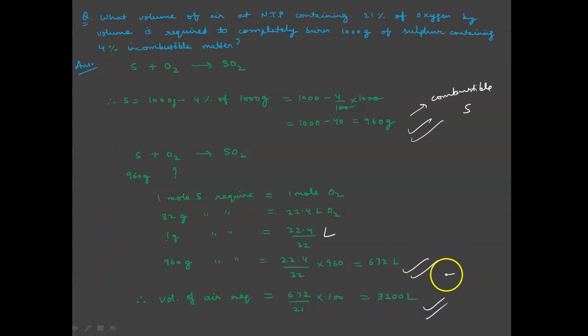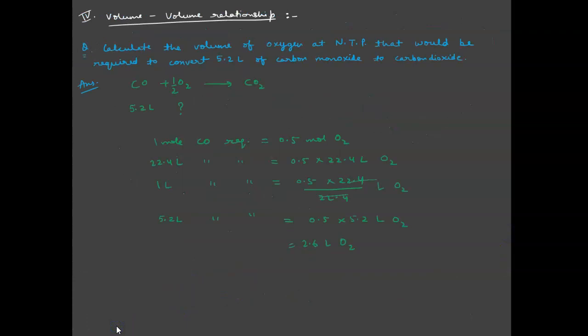You should know in this question that the percent of oxygen in air is 21%. We have used this fact here. If you don't know this fact, you can't calculate the volume of air. So this way we have solved this question by first making the sulfur amount 960. Then from the equation we calculated oxygen, and by using this fact we calculated the volume of air. Now comes the fourth relationship, the volume relationship.